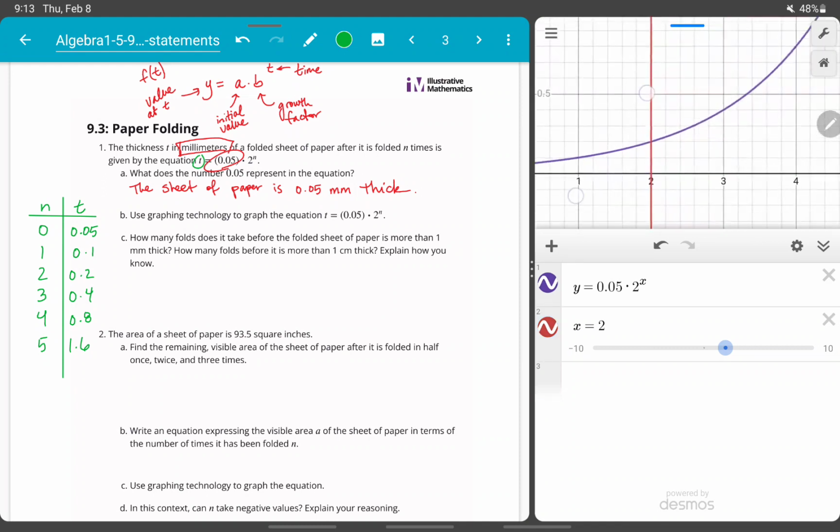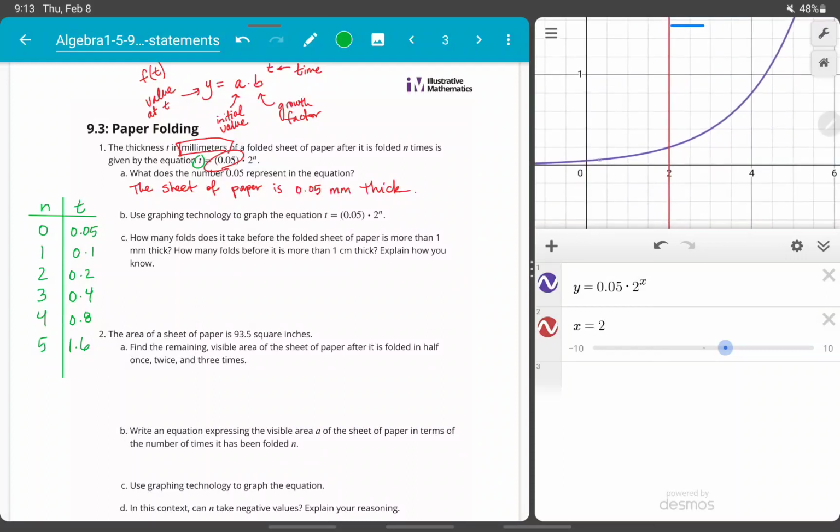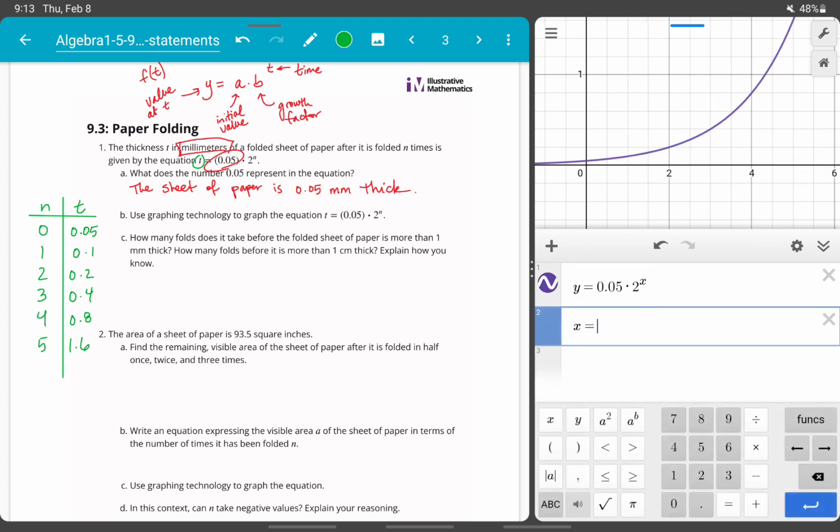Now, something to note here is that in the graph of Desmos, it's showing this curve like this, but we're not going to fold it. See how my slider here, I can pick decimal values, but it doesn't really make sense to fold a paper 1.5 times. You can fold it 1 time, you can fold it 2 times, but you can't really fold it 1.5. So we can kind of be thinking about how some of these points are on the graph, and some of them are just modeling points.